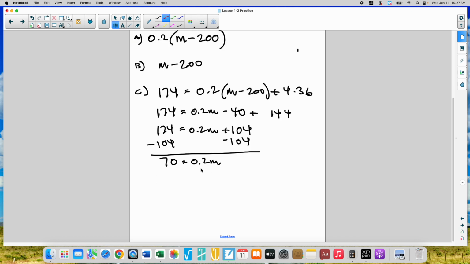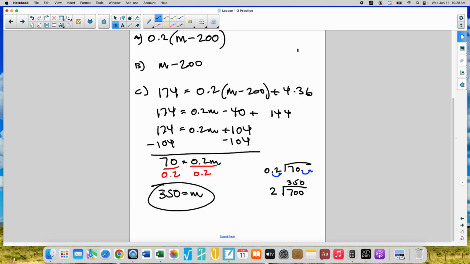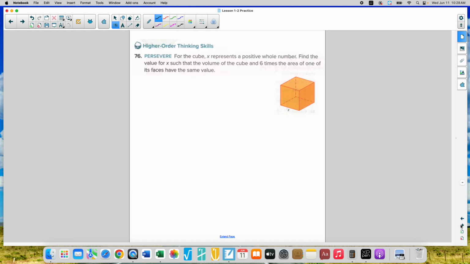Let's divide by 0.2. 70 divided by 0.2. Move the decimal point one place. We have to move the decimal point one place here. So that is 700 divided by 2, and that goes in 350 times. So 350 equals m. So we drove 350 miles. Boom. Real good problem there. You got that right. That's pretty good.